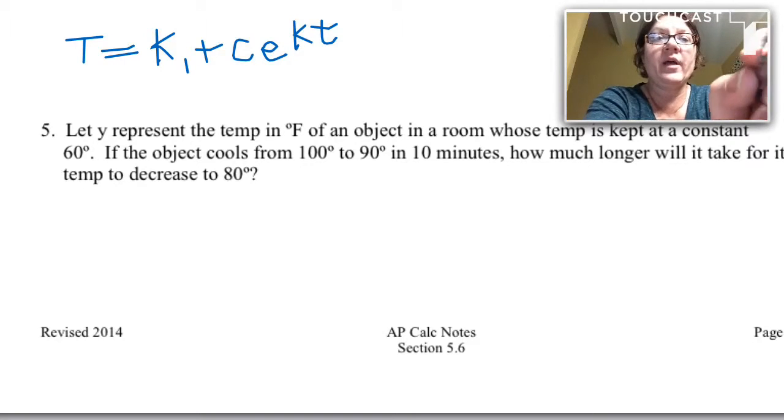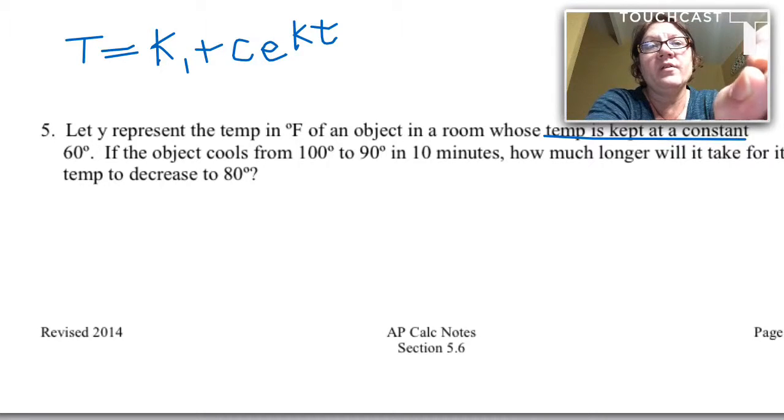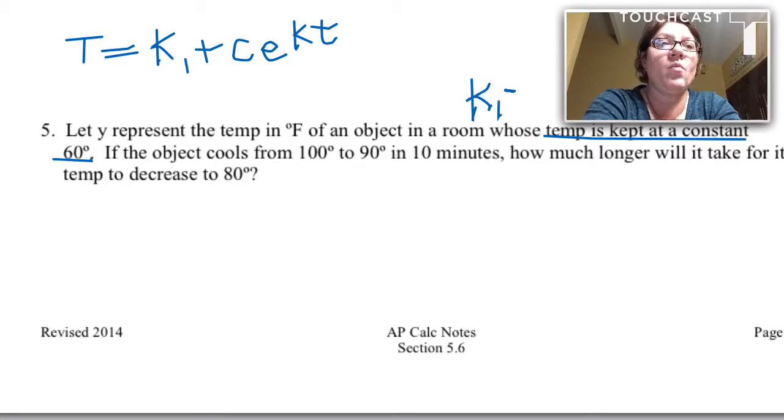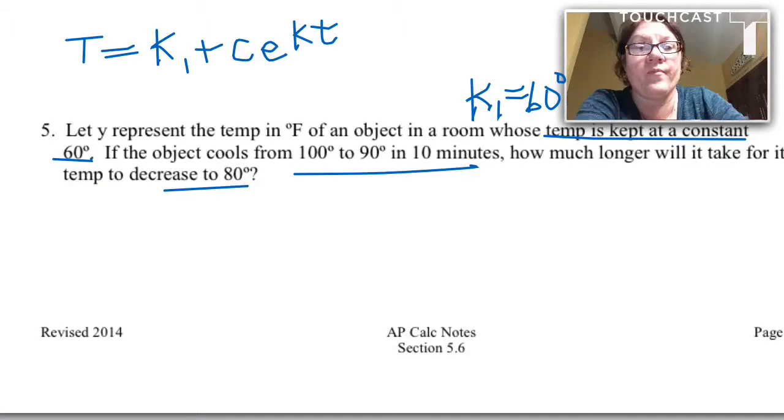Boo! So now I have, let Y represent the temperature of an object in a room whose temperature is kept at a constant 60 degrees. So this is the surrounding environment. That's my K1. And the object cools from 100 to 90 in 10 minutes. That'll be important to us later. How much longer will it take for it to decrease to 80?